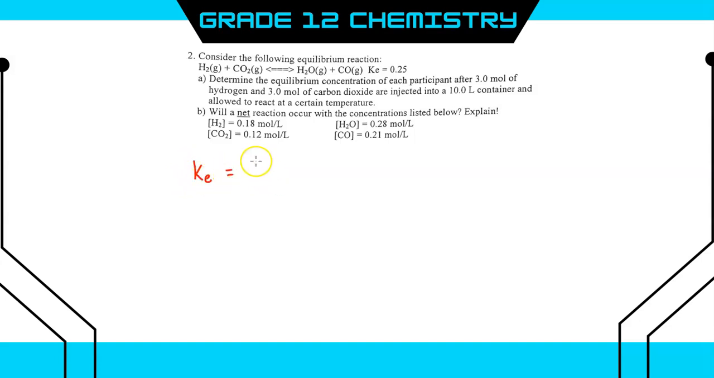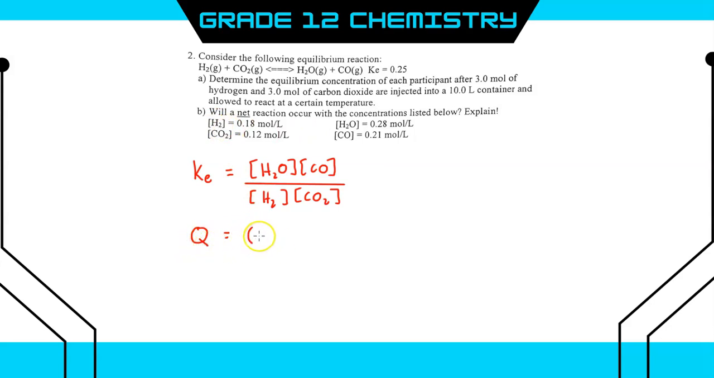To figure it out, we already wrote our equilibrium law on the previous question. Let me just rewrite that. So we have the concentrations of our products divided by the concentrations of our reactants to the exponent of their mole ratios, but they're all 1. So there we go, hydrogen and CO2. Now what we're going to do is something called a trial quotient.